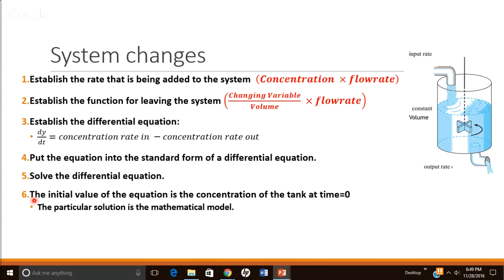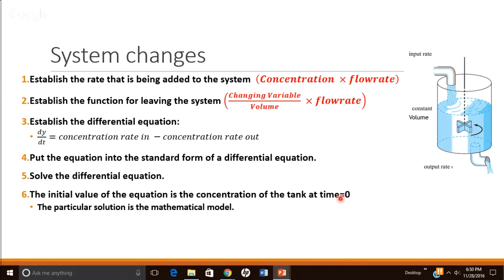So step number 6, given an initial value, and in this case, an initial value would be someone telling you here's how much salt you're starting off with in this 100-gallon tank. There's 10 pounds, 100 pounds, 200 pounds inside of this tank, which is a known volume. So that would be your initial condition in a problem like this. So the initial value of the equation is the concentration of the tank at time 0.